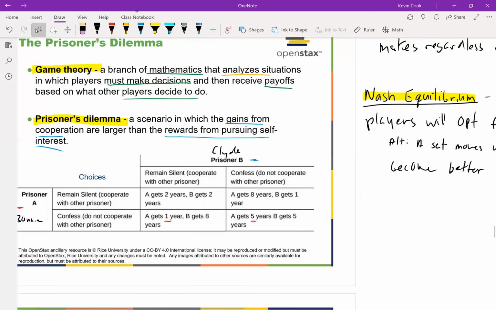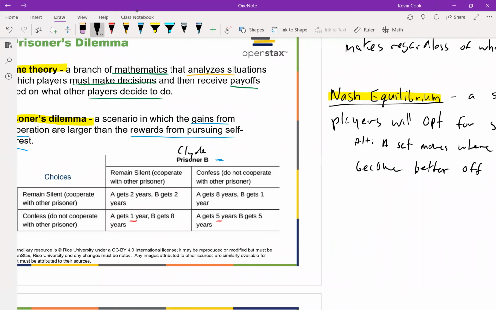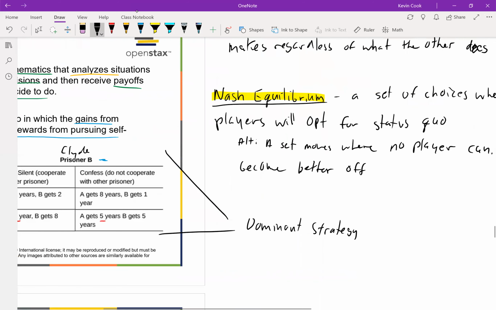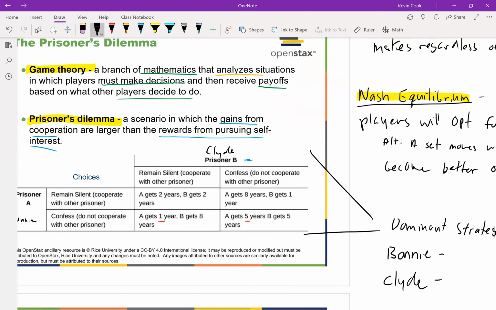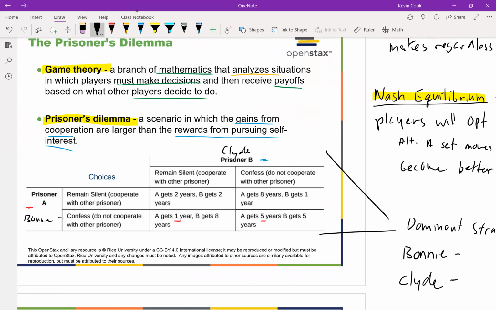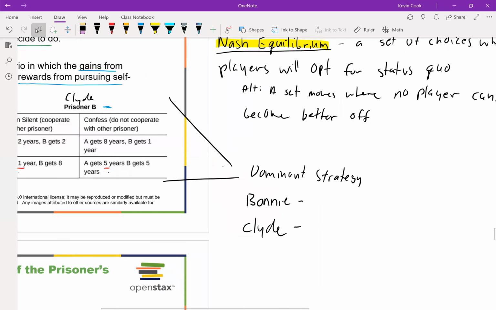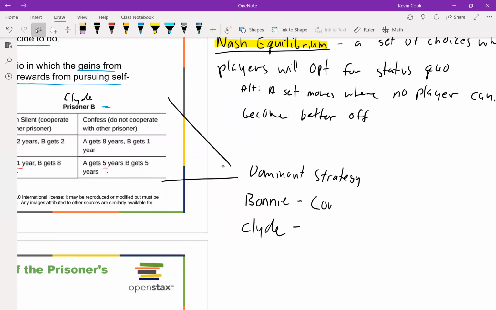So in this example, and I'm going to come back and we'll look at Clyde in a second, let's see what our dominant strategy is. Our dominant strategy will be for each player, so we have one for Bonnie and one for Clyde. I'm playing as Bonnie first. No matter what Clyde does, I chose to confess, because I'm better off confessing if Clyde is silent, and I'm better off confessing if Clyde confesses. So my dominant strategy is going to be to confess.